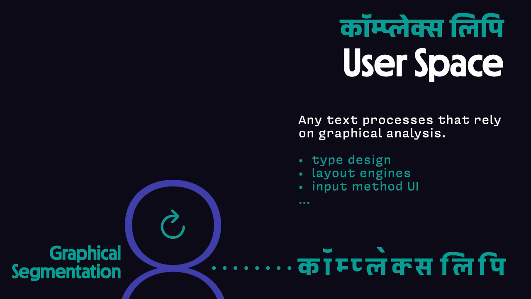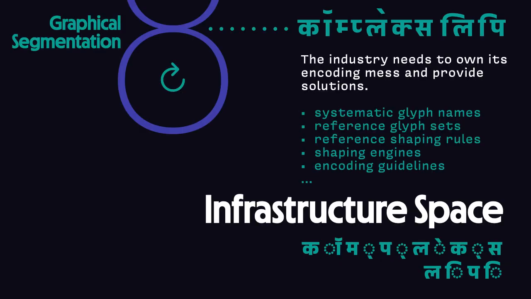Above the top loop of the figure 8 is what I call user space. For user space, all the so-called complex scripts are encapsulated just the same as simple scripts. Users should forget about the lower loop of the figure 8. The lower loop of the figure 8 is kind of an infrastructure space where the industry really needs to own its own encoding mess and provide solutions.